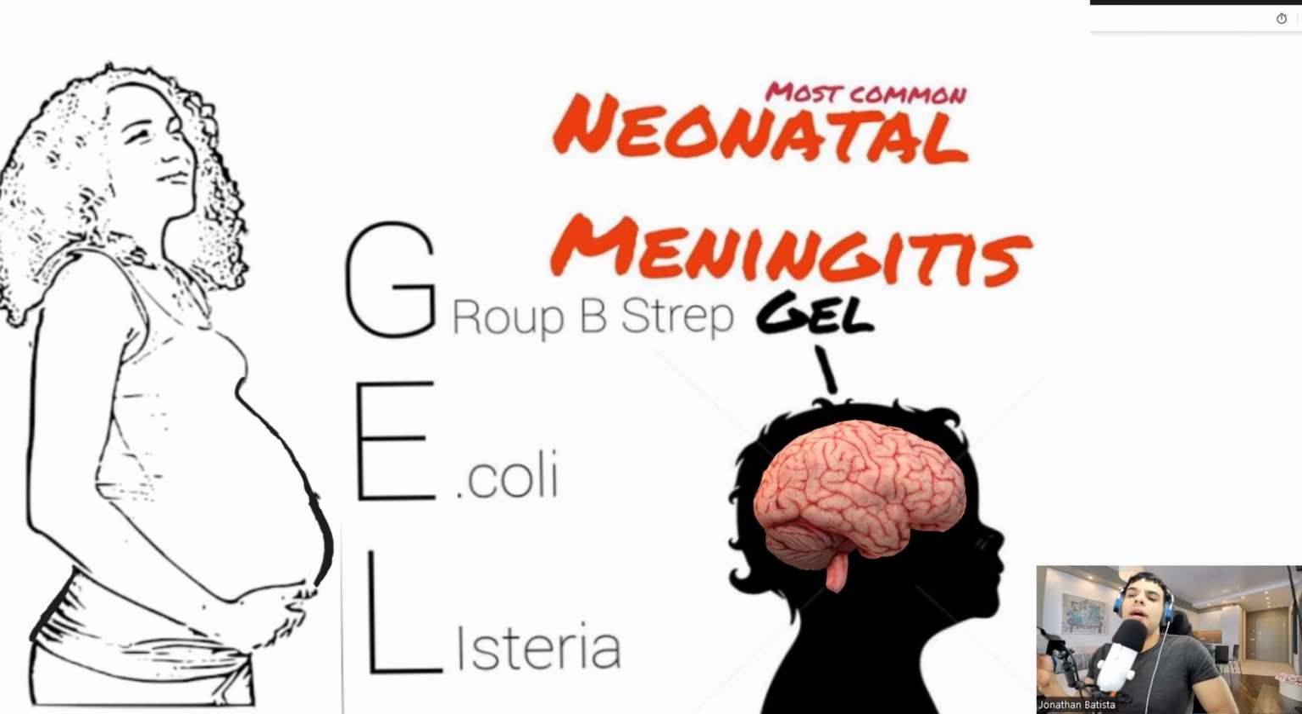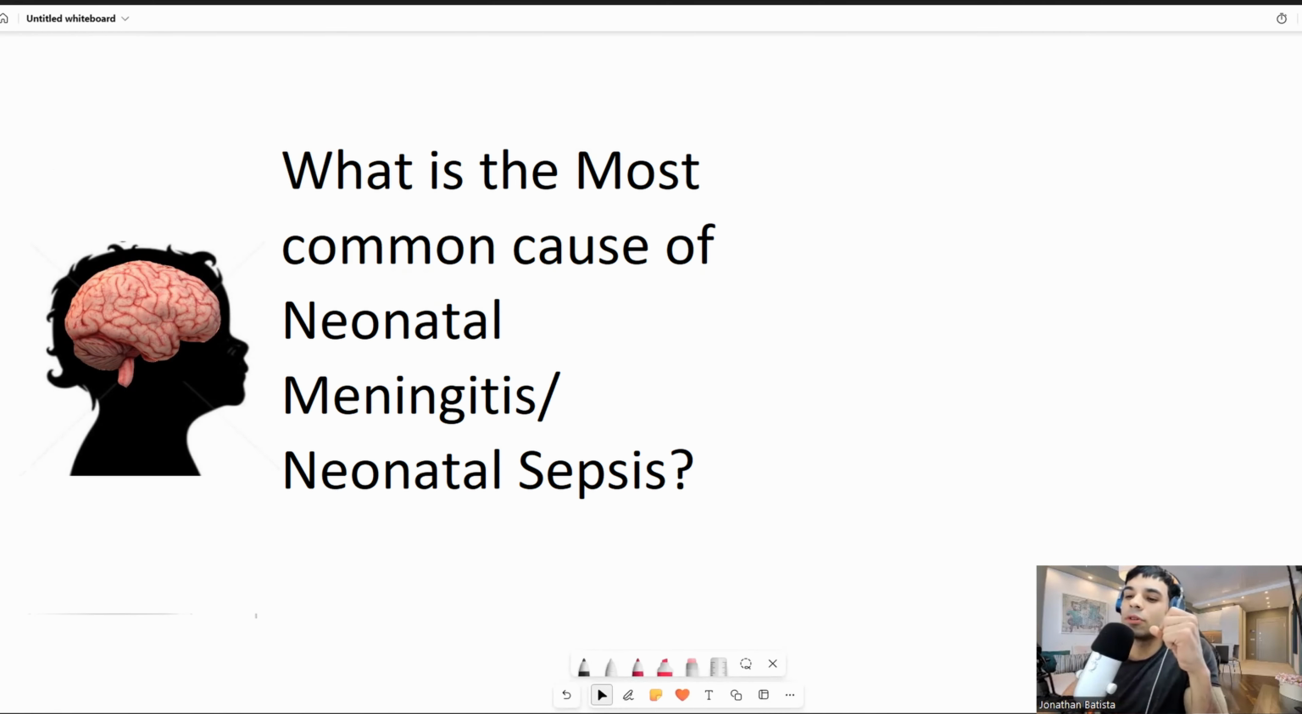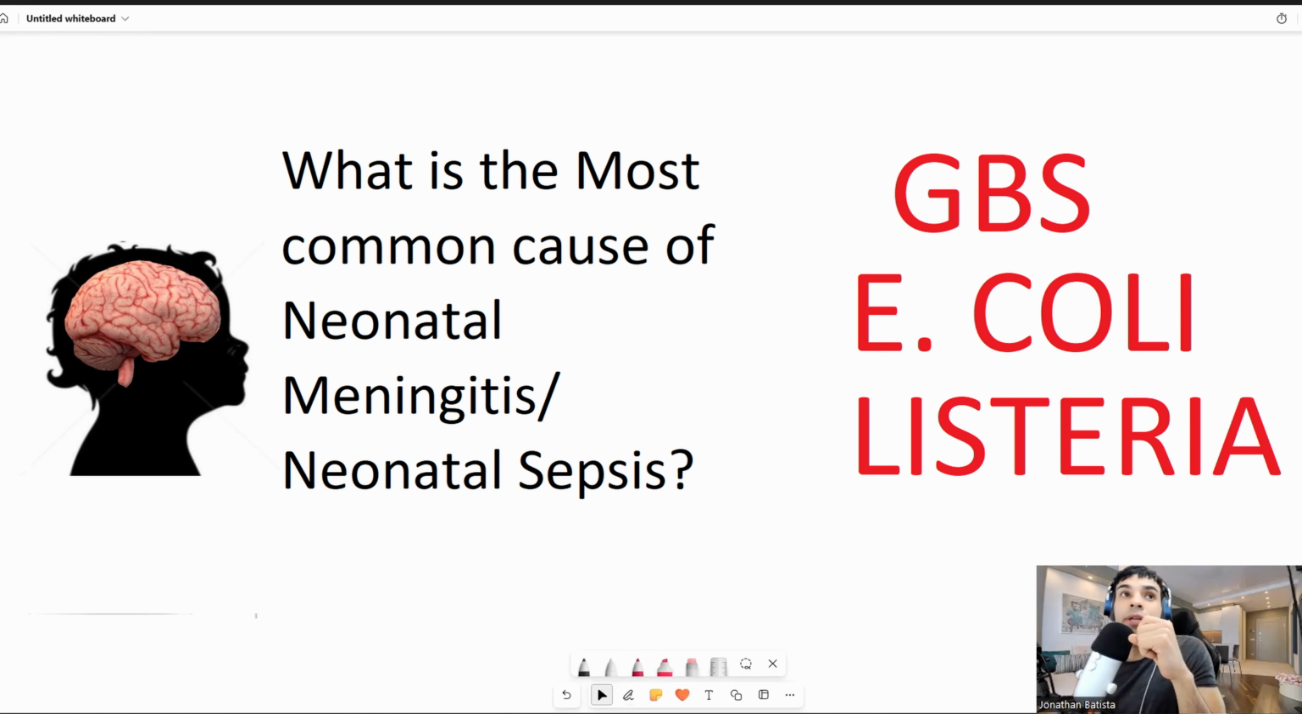With this basic mnemonic, you can remember the most common causes of neonatal sepsis and neonatal meningitis: GEL. Group B strep, E. coli, and Listeria. These three in that order. So Group B strep is the most common.